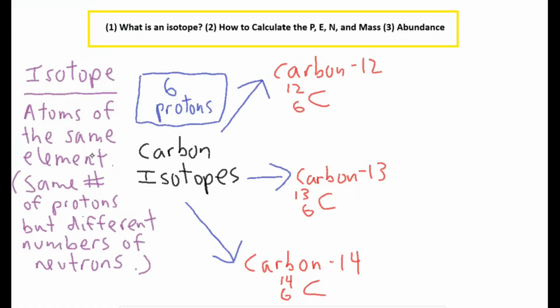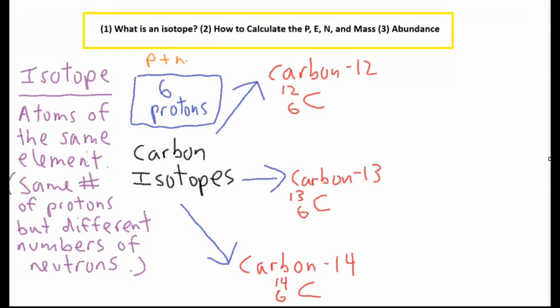Now, as far as their neutrons go, their neutrons are going to vary. The protons plus the neutrons gives us the mass. So for this one, it's going to be 6 neutrons, to have the 6 plus 6 equal 12. This one is going to have 7 neutrons to sum up with that 6 to make it 13. And then the last one is going to have 8 neutrons.